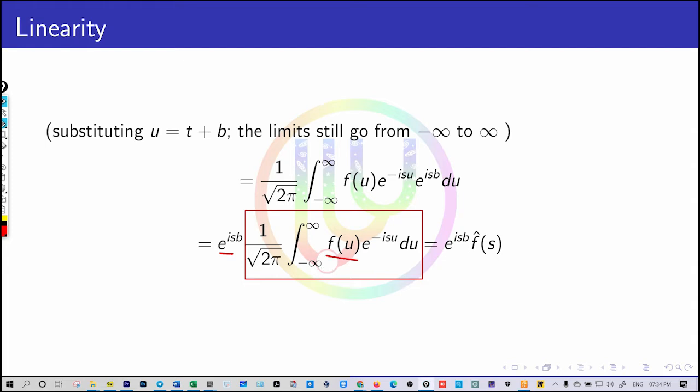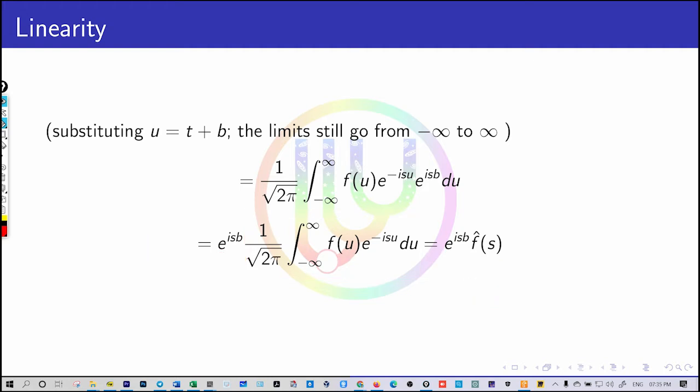What is shown here in the box is the Fourier transform of f of u. But that is already obtained as capital F of s. Then the Fourier transform of f of t plus b is nothing but e raised to i s b into F of s, where F of s is the Fourier transform of f of t without the shifting. So the Fourier transform of the shifted function will be e raised to i s b F of s.